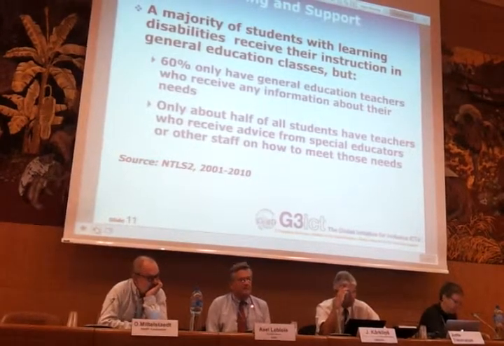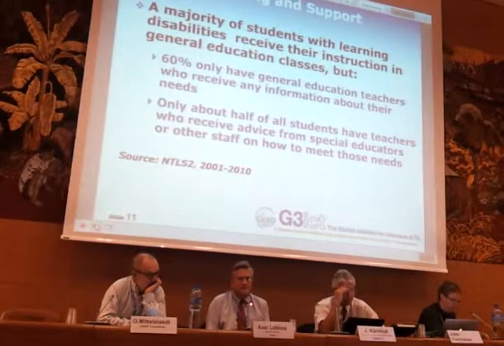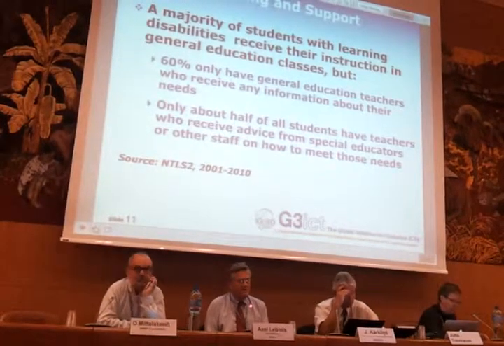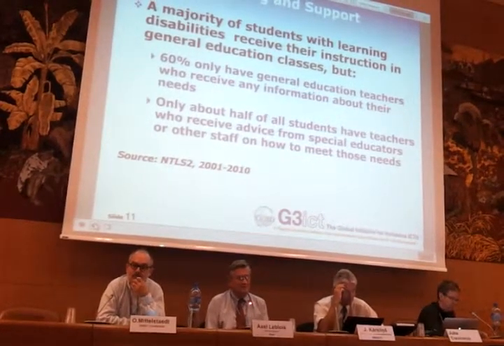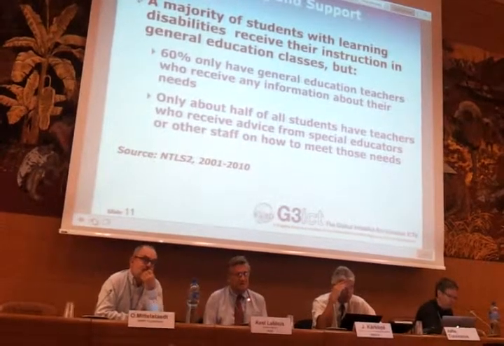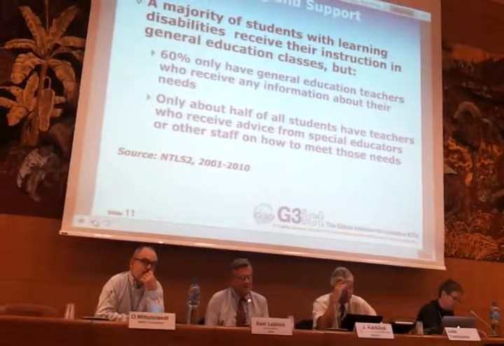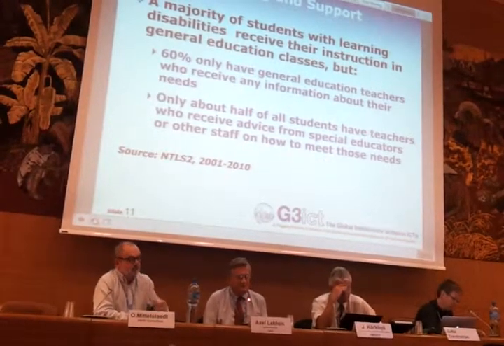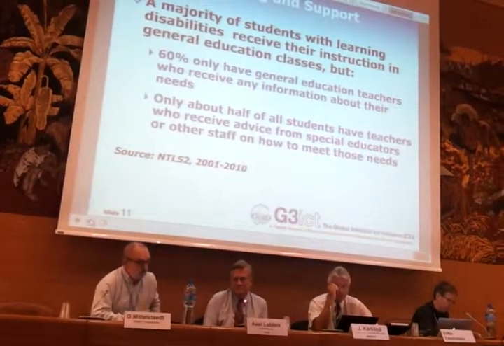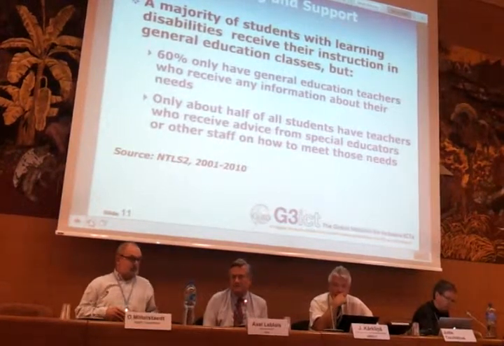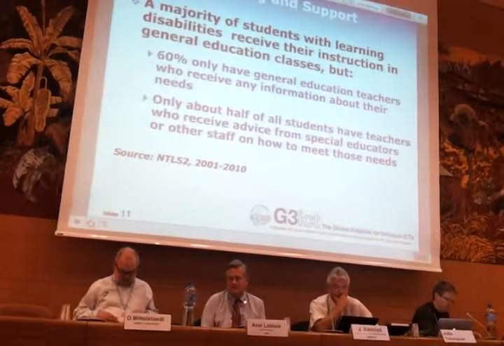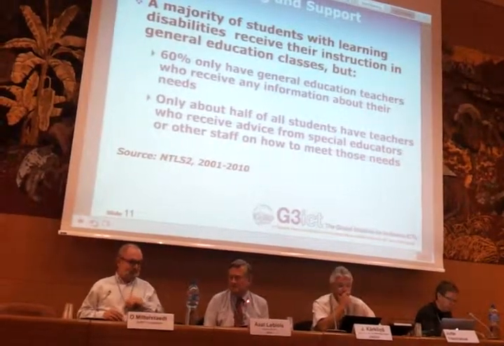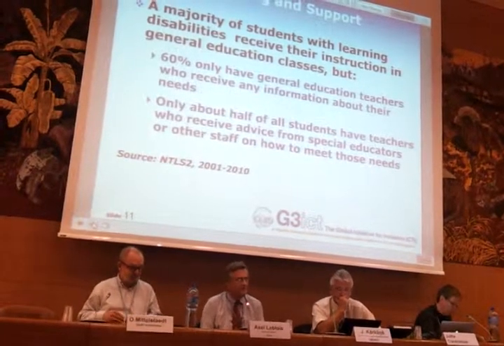Furthermore, it looks like teacher training and support is not that great. Only 60% of students have general education teachers who receive any information about their needs. And only half of all students have teachers who receive advice from special educators that know how to meet their needs. So it means really half of the students are in no man's land in terms of support for their specific needs as students with disabilities. Next slide.